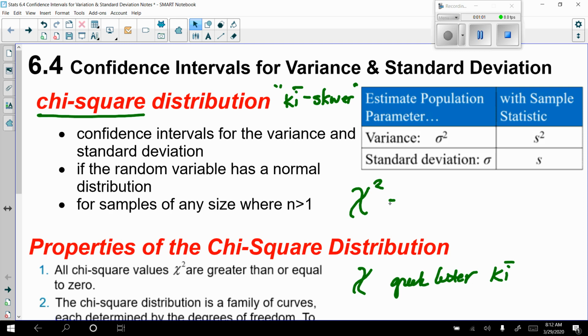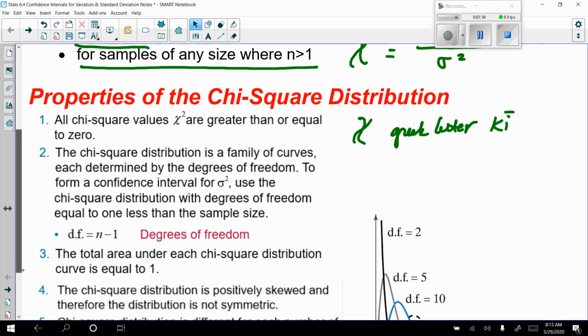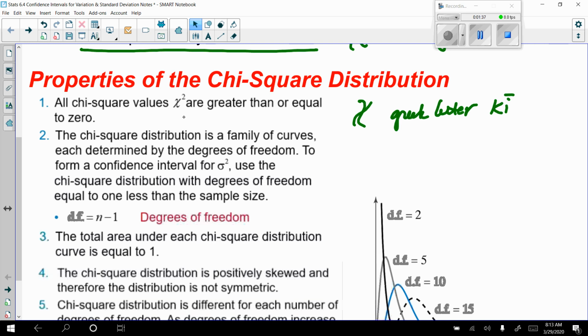Okay, so chi-square distribution is found by taking n minus 1 times the standard deviation squared divided by the sigma squared. So the standard deviation of the sample squared divided by the standard deviation of the population squared. And we use it whenever the random variable has a normal distribution and for any sample sizes where n is greater than 1. Okay? The properties of a chi-square distribution are that all chi-square values are greater than or equal to 0. Because you're squaring something, you will never have a negative number.